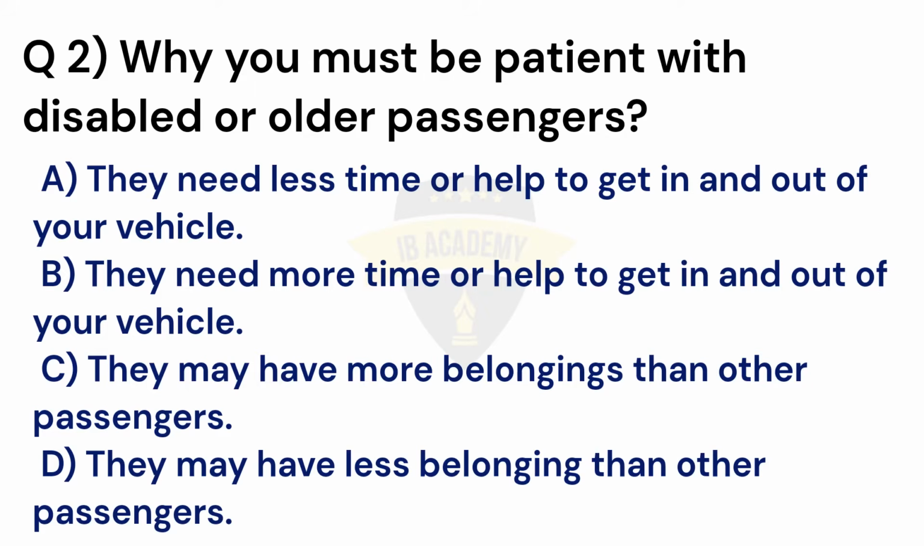Question 2. Why you must be patient with disabled or older passengers. Option A. They need less time or help to get in and out of your vehicle. Option B. They need more time or help to get in and out of your vehicle. Option C. They may have more belongings than other passengers. Option D. They may have less belongings than other passengers.